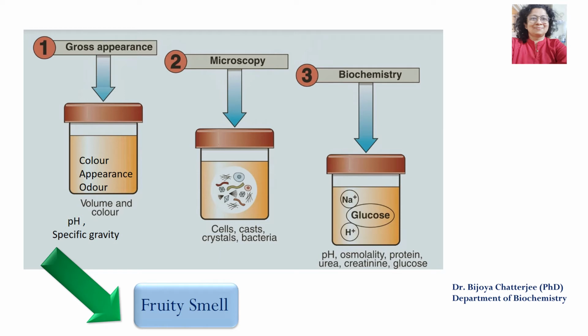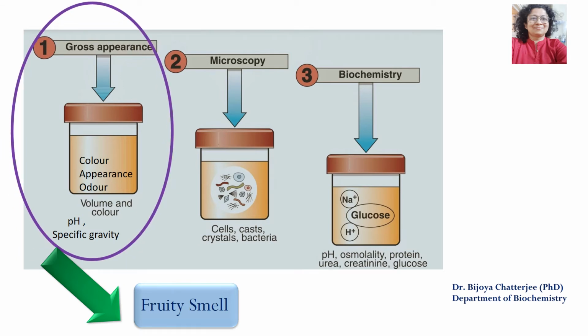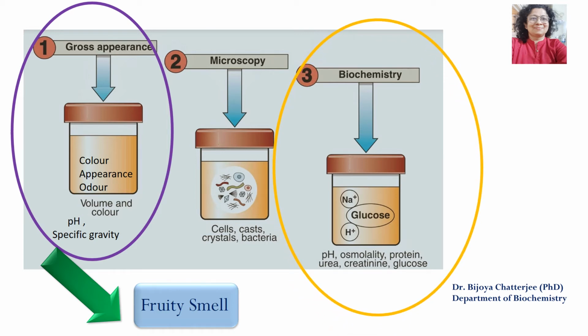Whenever we are doing the analysis of a urine sample, we first go in for the gross appearance. The gross appearance includes color, appearance, and odor. We can further go into the physical characteristics such as pH, specific gravity, and volume of the urine. The gross appearance will be discussed very briefly here. The microscopy is beyond the scope, and the biochemistry part will be discussed.